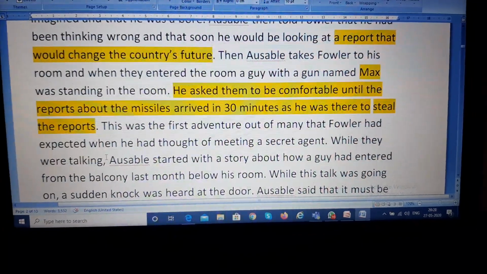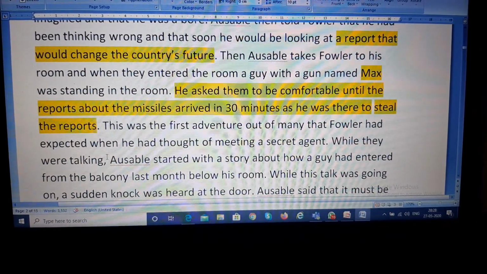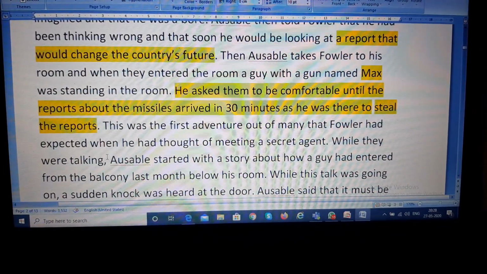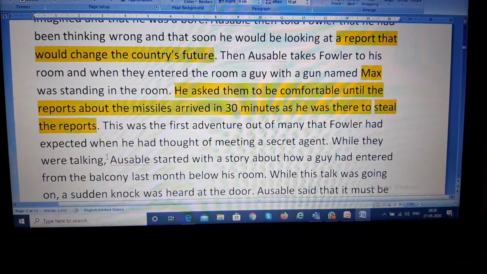This was the first adventure of many that Fowler had expected when he had thought of meeting a secret agent. So here what we see, children, is that this was the first adventure. From here we can easily understand how drastically Fowler's expectations would have come true, and how his thoughts and imagination would have changed about a secret agent.